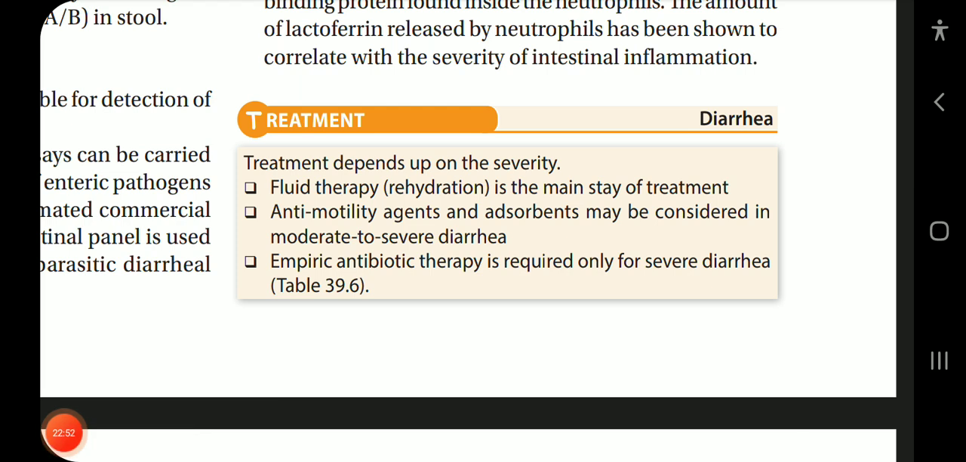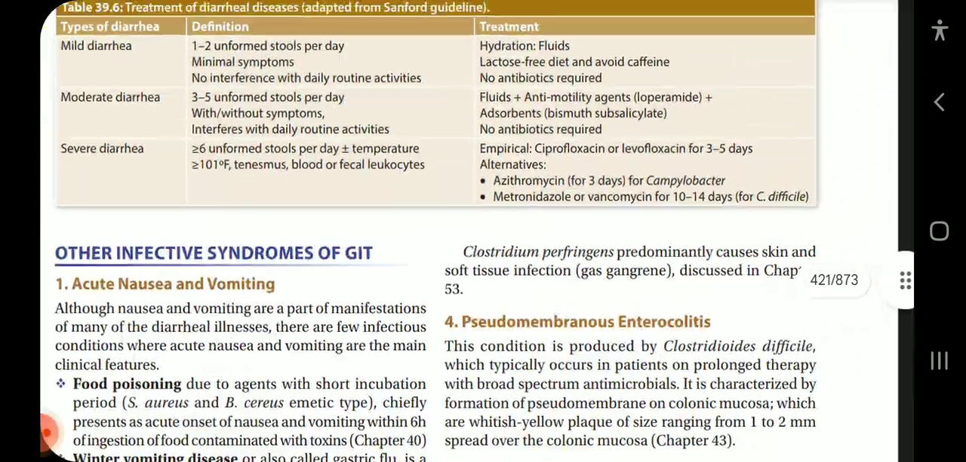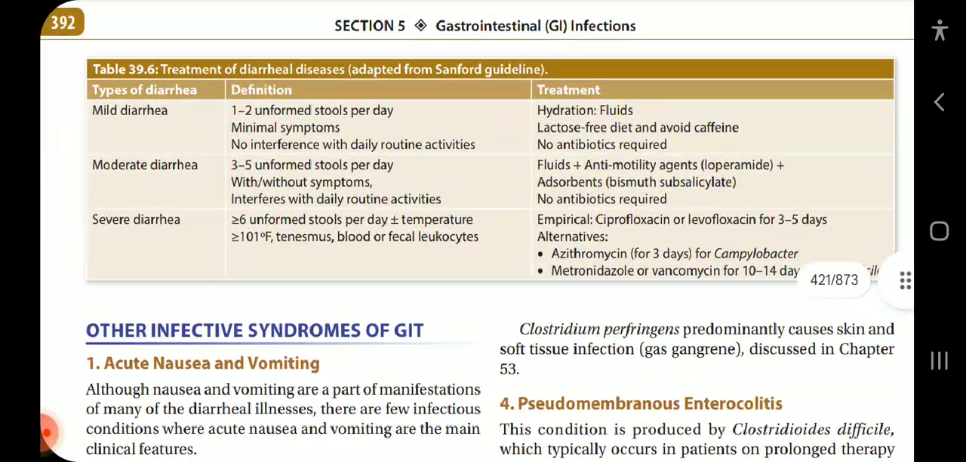Treatment. Treatment depends upon the severity. Fluid therapy, rehydration, is the mainstay of the treatment. Antimotility agents and adsorbents may be considered in moderate to severe diarrhea. Empiric antibiotic therapy is required only for severe diarrhea. Now we see the table. Treatment for diarrheal diseases, adapted from Stanford guideline.